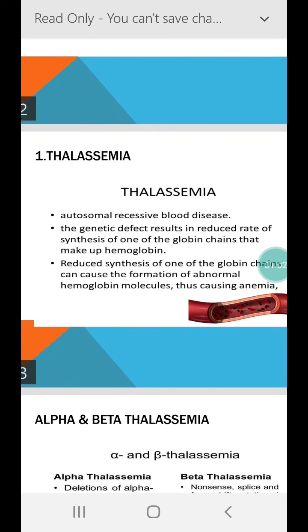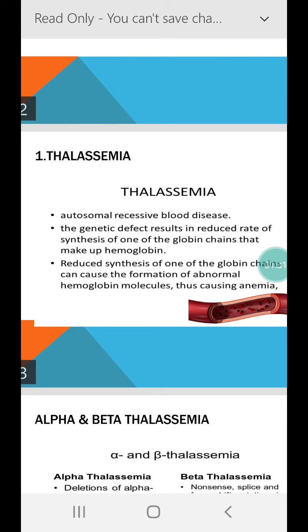Thalassemia is an autosomal recessive blood disease and the genetic defect results in a reduced rate of synthesis of one of the globin chains of hemoglobin. So reduced synthesis of the globin chains can cause the formation of abnormal hemoglobin and thus causes anemia.